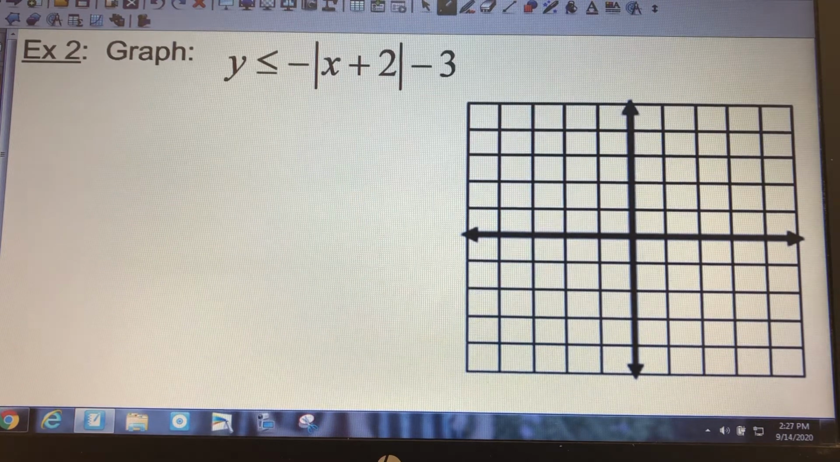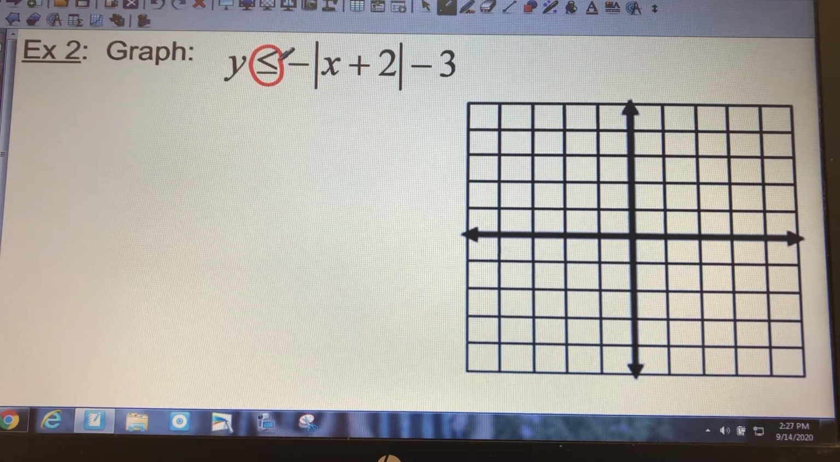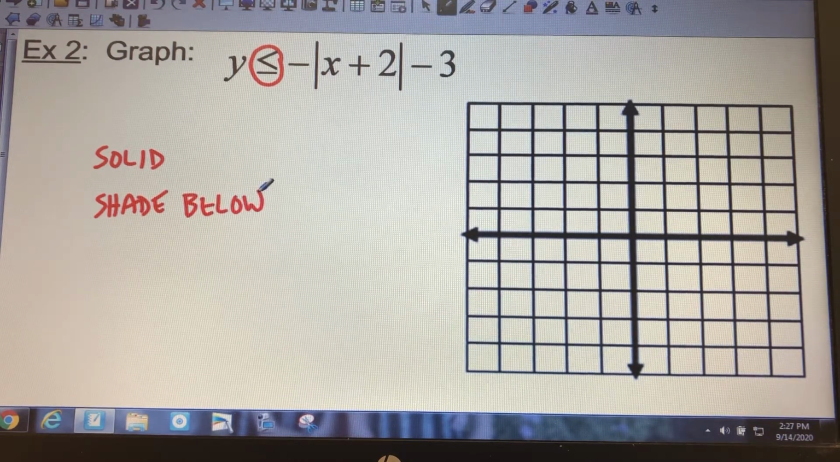All right, now here's an absolute value inequality. So again, the y is by itself. Okay, so look at your inequality sign. That tells us two things: solid and shade below. You must get the y value by itself to get those two guys. All right, now this is just a basic absolute value. It goes to the left 2, down 3. Okay, left 2, down 3. It opens down because it flips that x-axis. So our V is going to look like this.